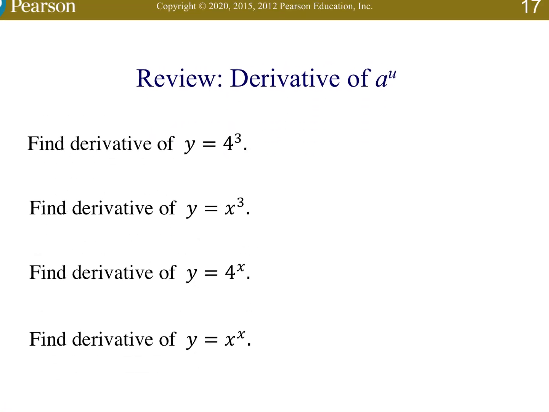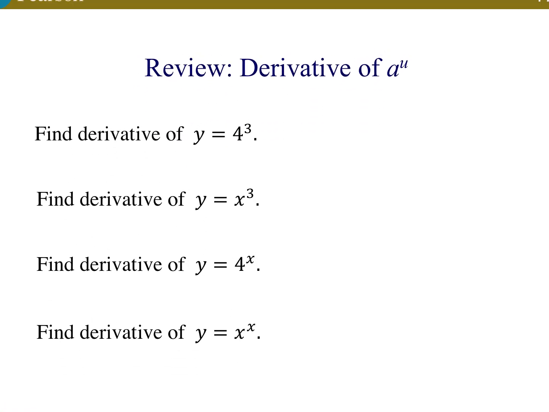You've seen a slide like this before. If you're asked to find the derivative of y equals 4 to the third, the truth is that 4 and 3 are both constant numbers. So what rule would I use? I use the constant rule. And the constant rule tells me that y prime is 0. I use that when everything about the values are constant.